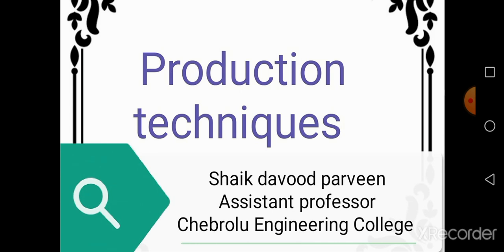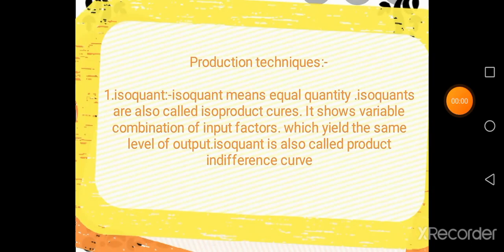So today the topic is production techniques. What are the techniques in production? Each and every organization uses different types of production techniques for producing the output with the lowest cost, that is, to maximize the profit and to minimize the cost. These are called production techniques. The main purpose of production techniques is to produce the output with less cost and the highest profit.